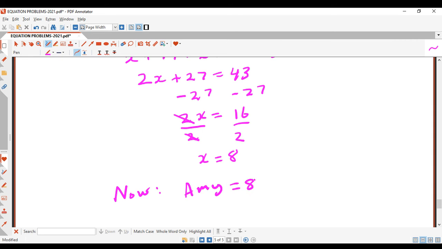Amy is equal to 8, and Jennifer is equal to 8 plus 7, which is 15. Okay, so that's the answer to that question.